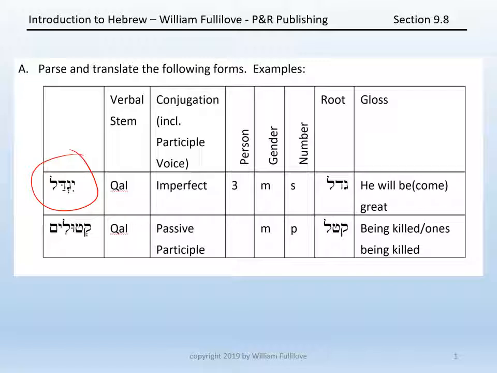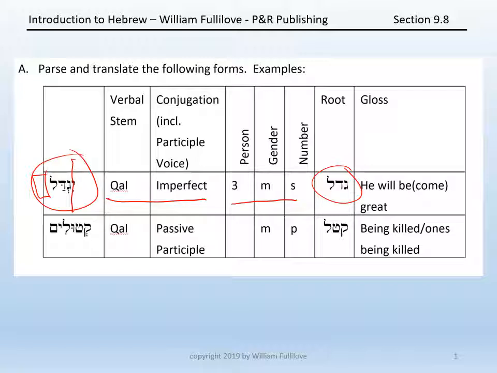Looking at this form and seeing y as the prefix, we expect that we have a Qal imperfect. And given that we have a y prefix and no suffix, we know it is third masculine singular of the root gadol, glossing as he will be or become great.